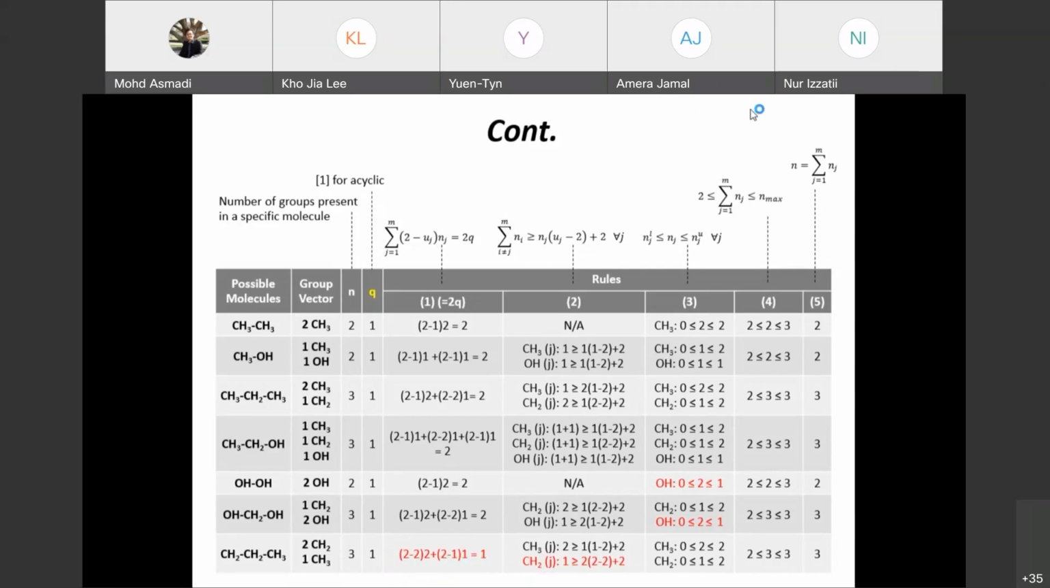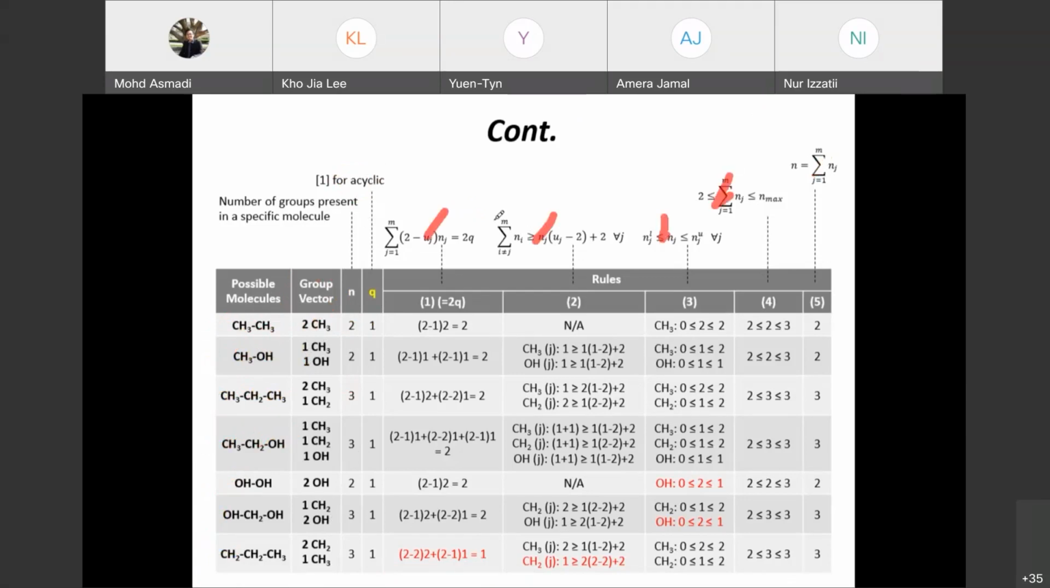For example, this one: possible molecules 1, 2, 3, 4, 5, 6, 7. These are 7 molecules that can be generated. For the group vector, if you look here, we have 2 CH3, this one CH3 and OH, 2 CH3, 1 CH3 and 1 OH, and so on. And the number of molecules for acyclic, this one 2, this one 2, this one 3, this one 3, this one 3. Q, because we want acyclic, is of course 1. Then rule number 1, rule number 2, 3, 4, 5.